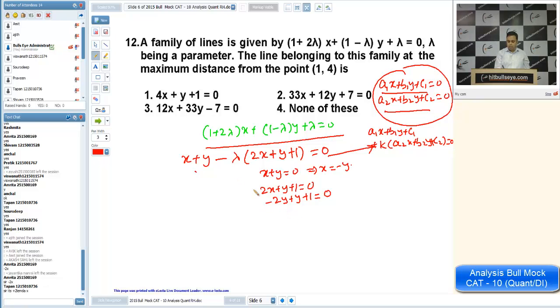Okay, sorry, this is equal to minus, with minus sign. So it will be equal to minus 2y minus y minus 1 equal to 0, or from here we can say that y is equal to minus 1 by 3. And since x is equal to minus y, value of x will be equal to 1 by 3. So 1 by 3 and minus 1 by 3 is the point of intersection of these two lines.